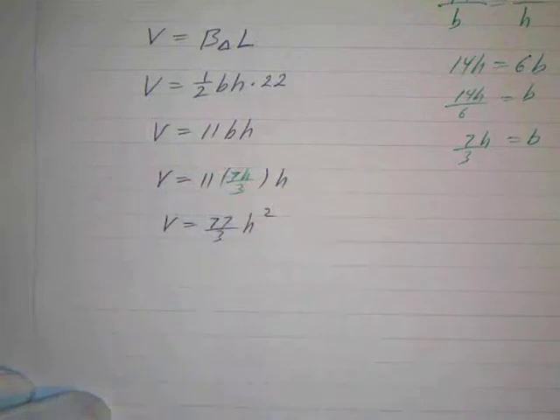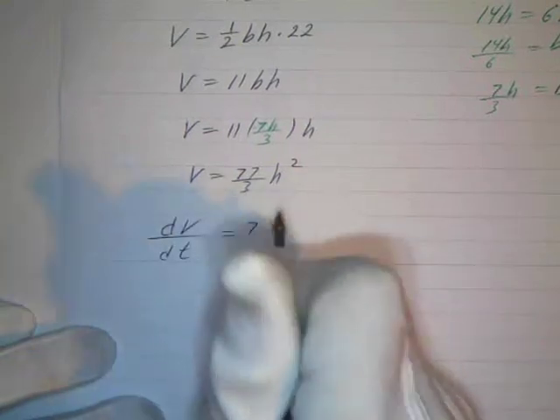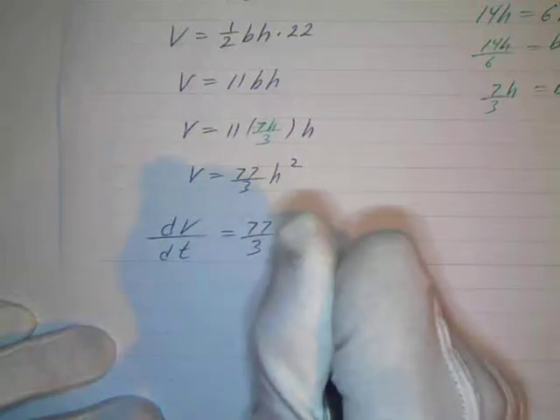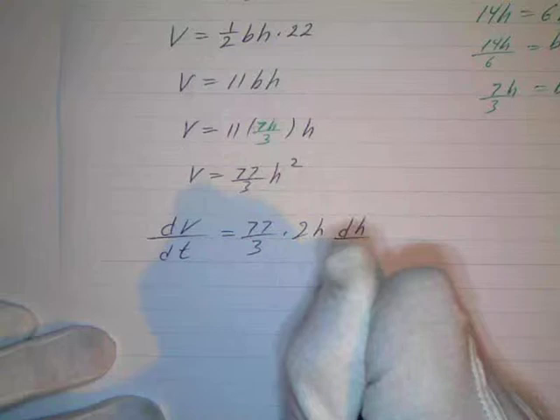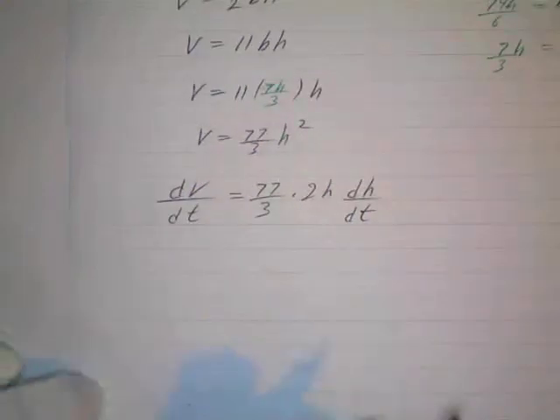And then we can just multiply, so we get volume equals 77 over 3 H squared. And now we're ready to take the derivative. So dV/dt equals 77 over 3 times 2H times dH/dt. Don't forget the chain rule. This is what we're trying to solve for.